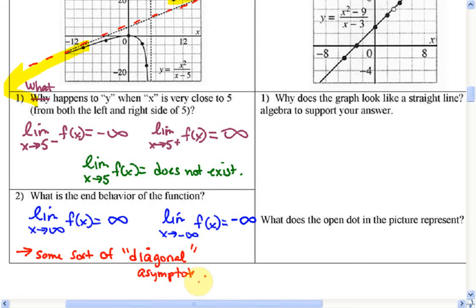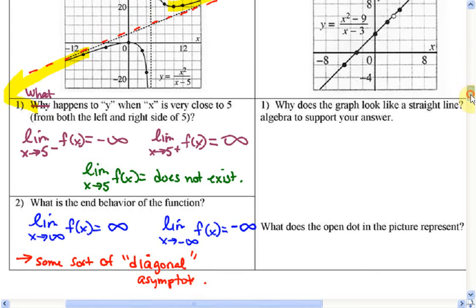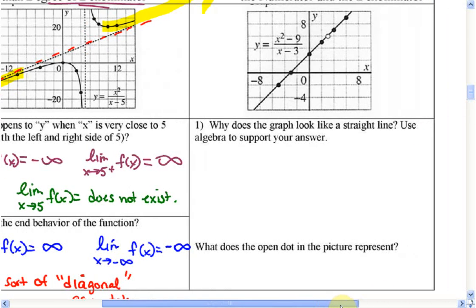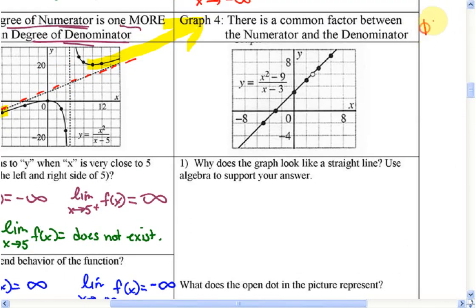Okay, ladies and gentlemen, the last one is the most important. The one that I feel like you really need to know. It is easy. This is the one where there is a common factor between the numerator and the denominator. Here's my function, y equals x squared minus 9 all over x minus 3. And the question here is, why does the graph look like a straight line? And how would you support your response by using algebra to help you out? Yes, Megan.